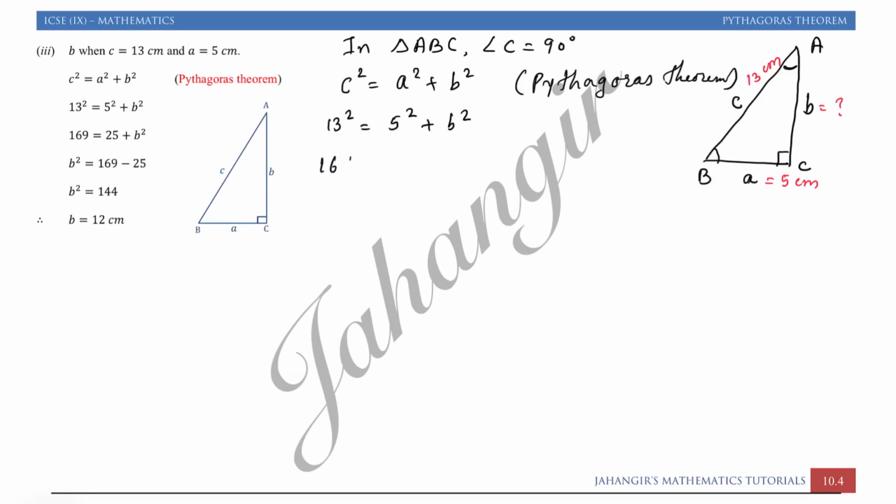So 169. We can shift 25 to the left. Minus 25 is equal to B square. So therefore B square is equal to 144. So therefore B is equal to square root of 144, which is equal to 12 centimeter.